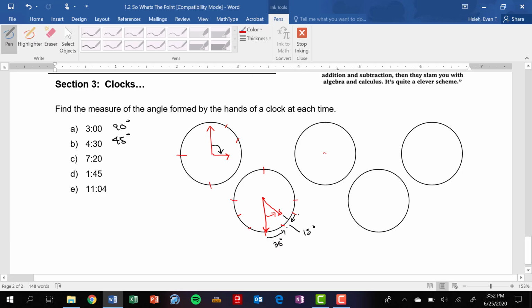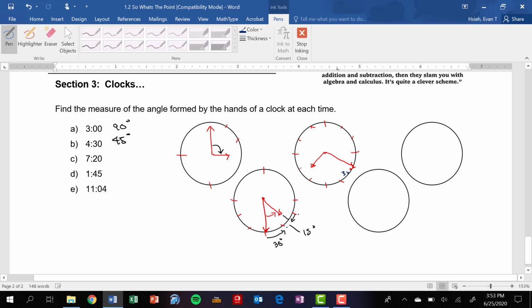All right, let's make it a little bit harder. So now I'm looking at 7:20. So I know it's going to be past the 7. How much past the 7 is the question. And then 20, of course, would look like right there. So that's 7:20. And so I can start kind of breaking this down a little bit.